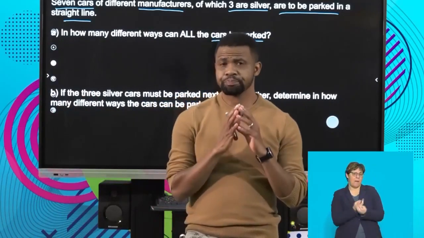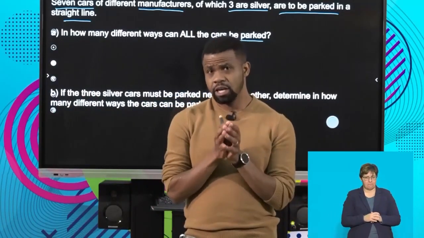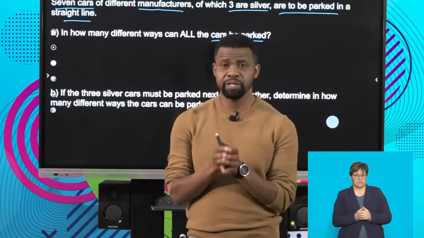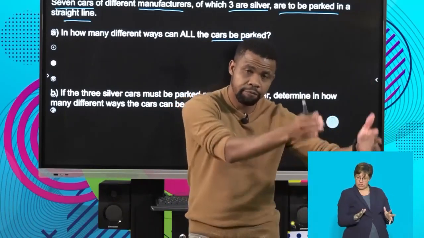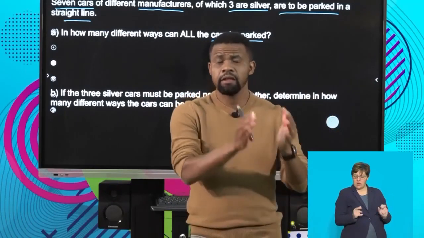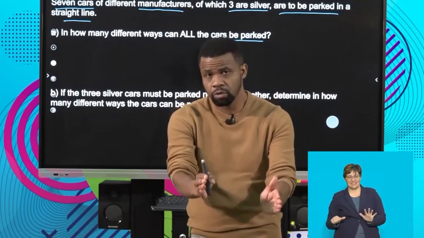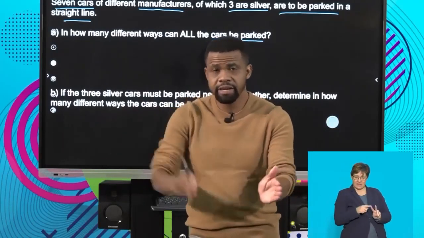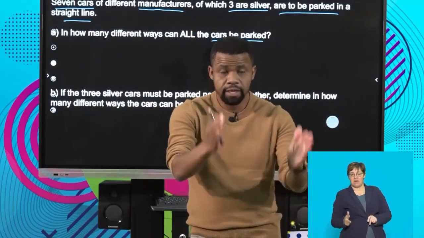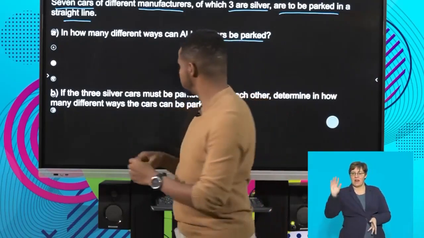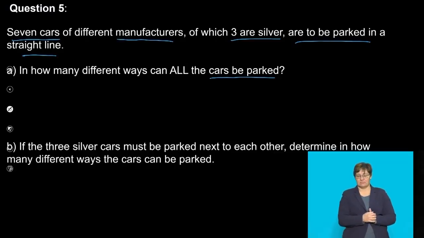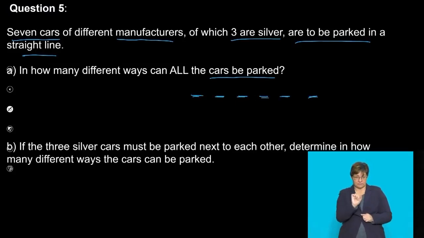This is counting without repetition, because if I've parked the first car in the first position, then for the second parking spot, only 6 remaining cars can park. Then if I've parked the first and the second, what happens there? Let's look at this. We have 1, 2, 3, 4, 5, 6, 7 cars.